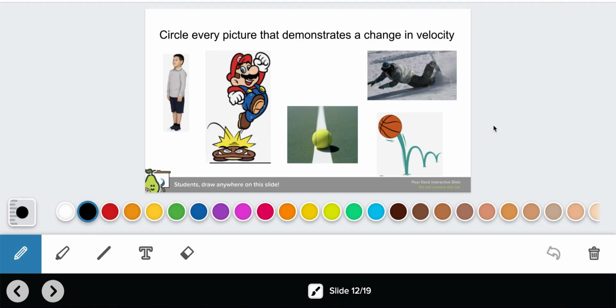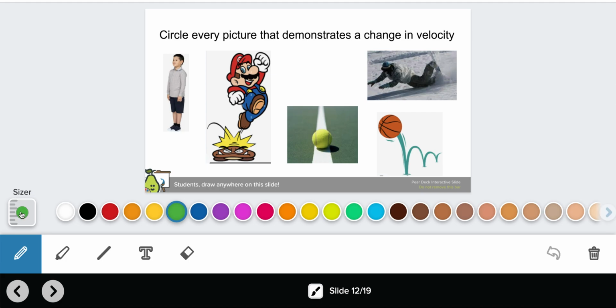Alright, and real quick, which pictures on this slide show a change in velocity? I'm asking you, do any of these pictures clearly show a change in movement, like a change in direction, or a change in speed? I'll give you a second to pick the pictures on the screen. Alright, I hope you picked them.